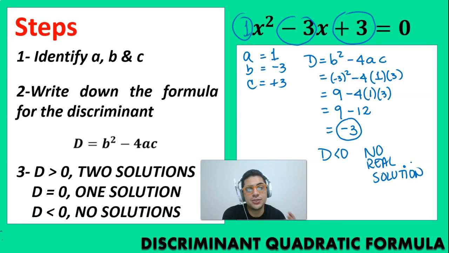Because you have to remember that the discriminant in the quadratic formula is inside the root. So the square root of minus 3 is going to be 3i. So it's going to be an imaginary number. And that is why we say there are no real solutions. And that is pretty much it for today, guys.